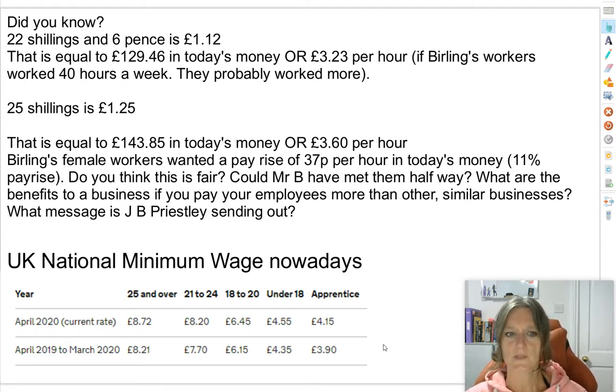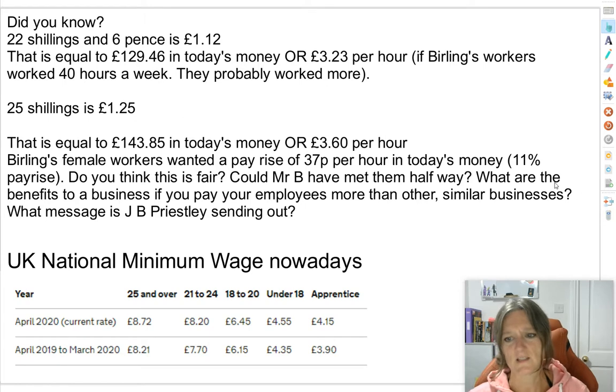When you look at 11%, that does seem quite a lot. Normally pay rises are about 3% or 5%, something like that, when people have worked really, really well for a year. So do you think an 11% pay rise is fair? Do you think that Mr Birling could have met them halfway? Said, well, I'm not going to give you £1.25, but how about £1.20? Or I'll give you 23 shillings maybe, or 24 shillings instead of 22. So maybe he could have met them halfway to keep them happy.